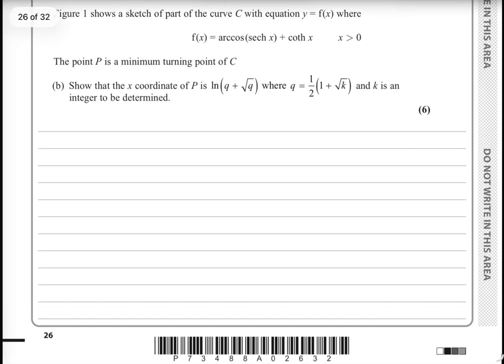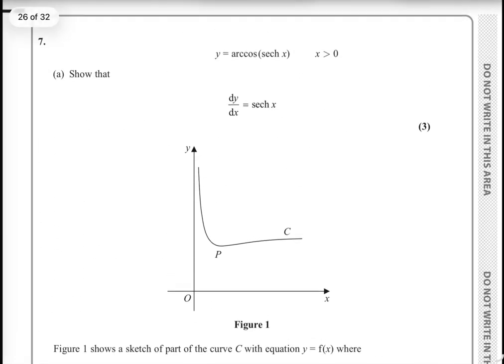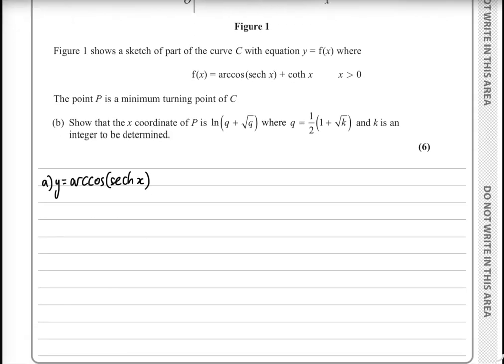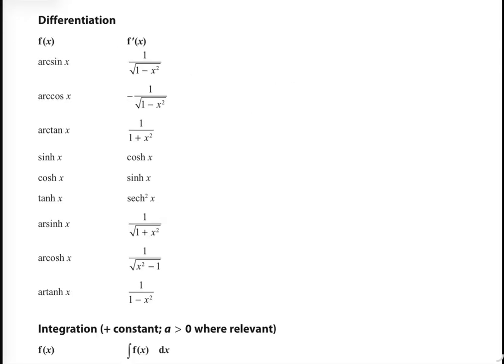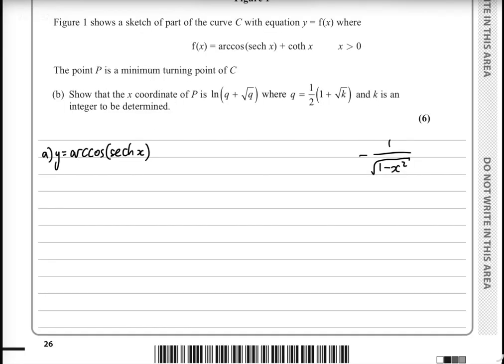Okay, arc cos sec x. First thing I'm going to do is jump over to the formula booklet, because the derivative of arc cos is not something I carry around in my head. Here we are in the FP3 section, arc cosine on the left, second one, and here is the derivative I'm looking for. So I've got that here.